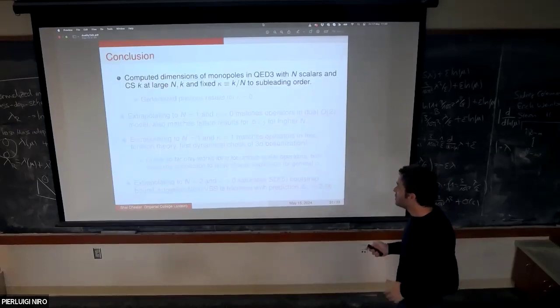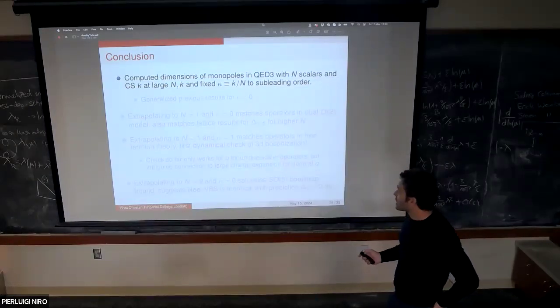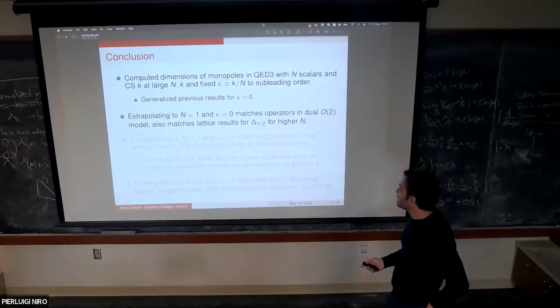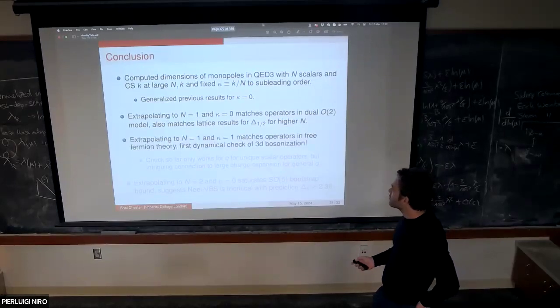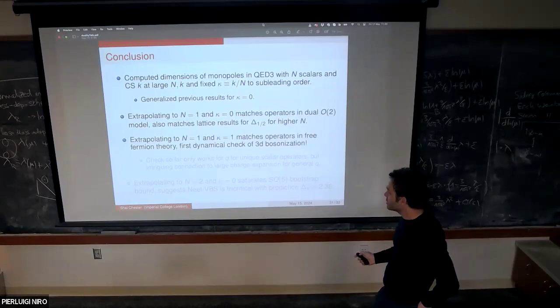Okay, so in conclusion, we computed the dimensions of monopole operators in QED3 with N scalars and Chern-Simons level K in a large N and K expansion with fixed ratio to subleading order, which generalized previous results for zero Chern-Simons level. After extrapolating to N=1 and K=0, we use this to check particle-vortex duality. When we extrapolate now to K=1, we use this to check 3D bosonization, which is the first dynamical check of 3D bosonization.